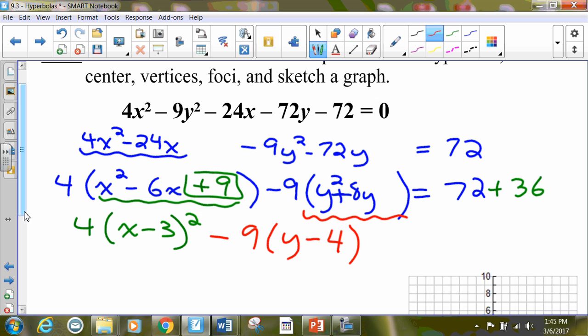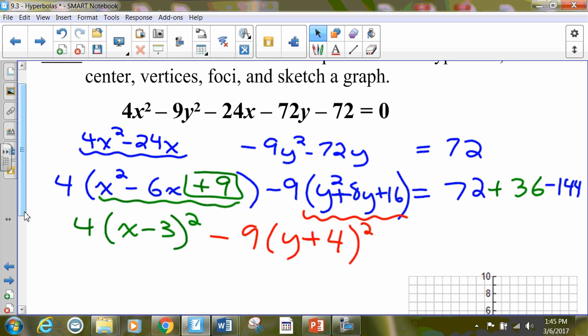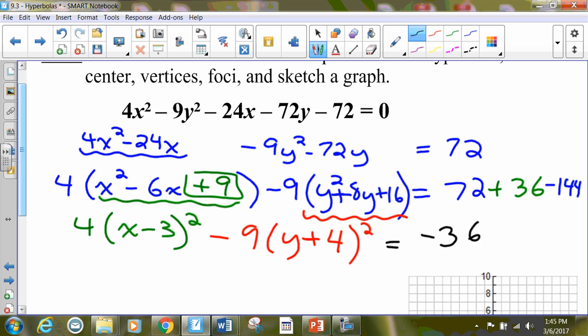All right, so half of 8 is 4. 4 squared, 16. Did I plop a 16 in, or did I plop a -144? Okay. No, 144. No, you're multiplying by -9. Yeah, 144. Okay, so -144. All right, so somebody do the math. What is 72 plus 36 minus 144? -36. Okay.